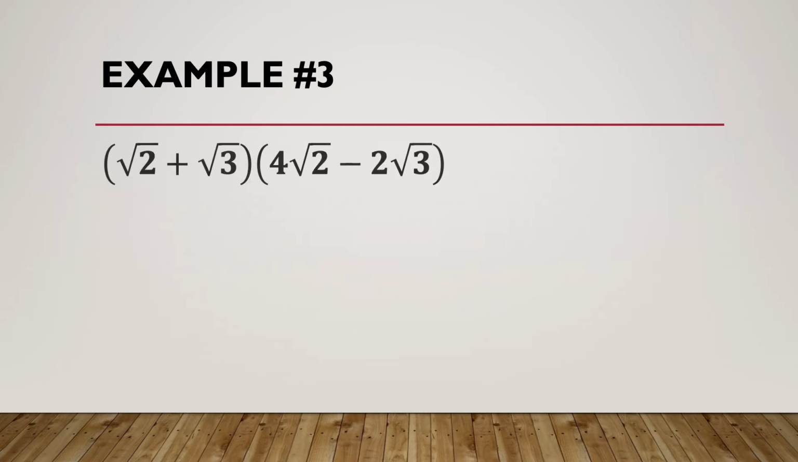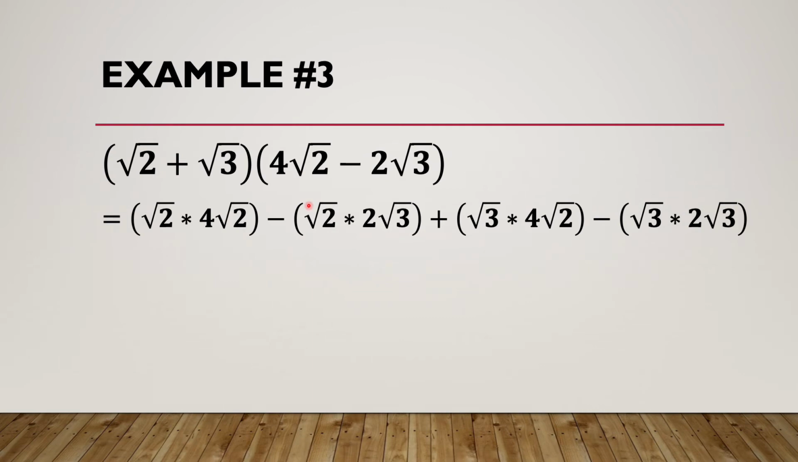Example number 3. The sum of square root of 2 and square root of 3 multiplied to the difference of 4 square root of 2 and 2 square root of 3. In here, we have two binomials. This and this. So, we will use the method FOIL.